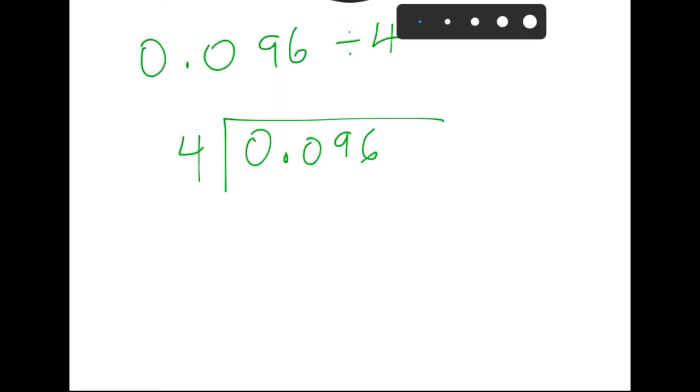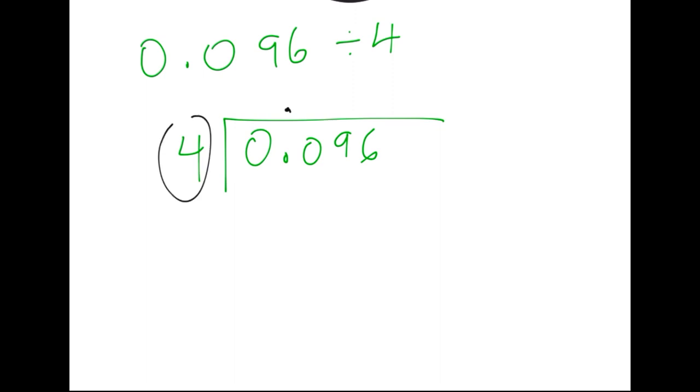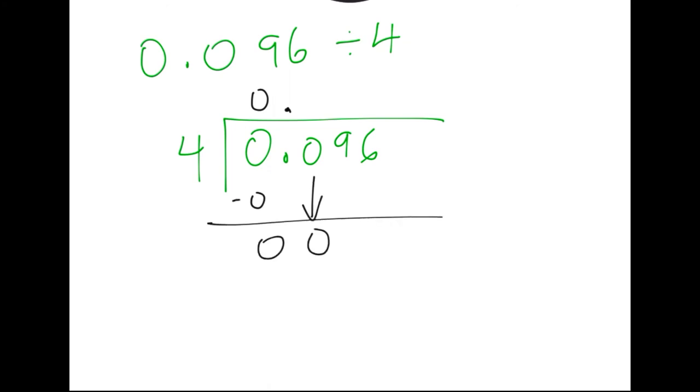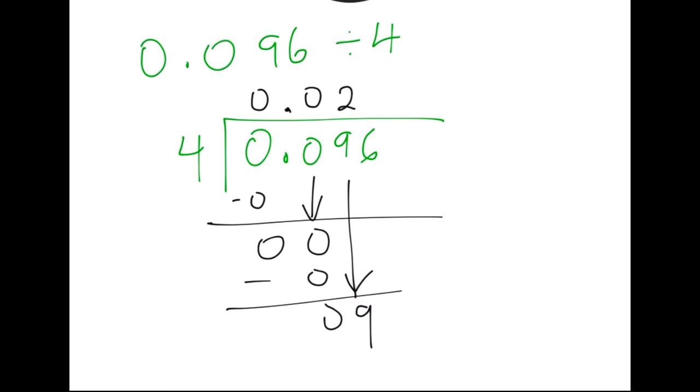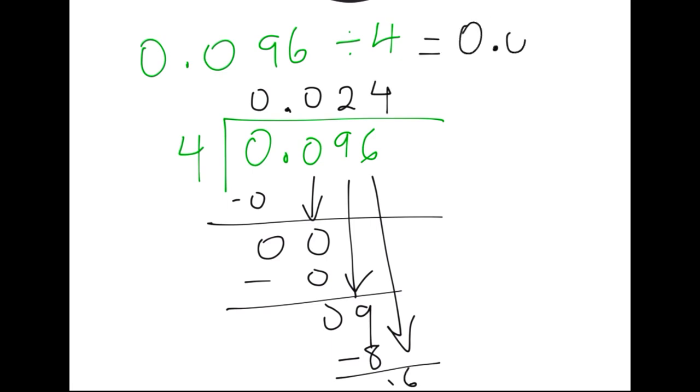I put the decimal point up here. 4 goes into 0 0 times, so I put 0 here. 4 times 0 is 0. Subtraction, so that gives me 0. I bring down another 0. Still that's 0. 0 times 4 is 0, so I bring down the 9. 4 goes into 9 2 times. 2 times 4 is 8. Subtraction, I have 1. I bring down the 6, and 4 goes into 16 4 times, and 4 times 4 is 16, so the answer is 0.024.